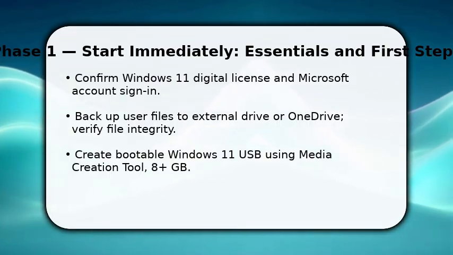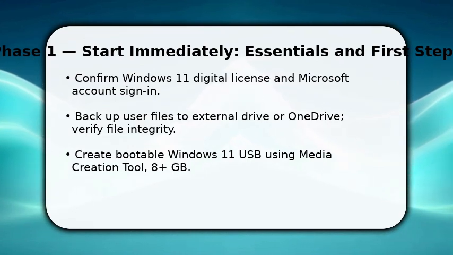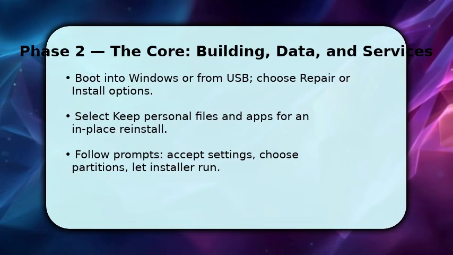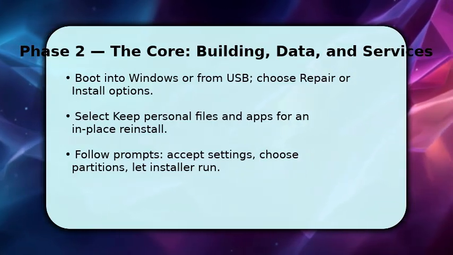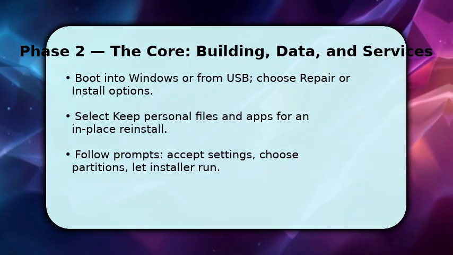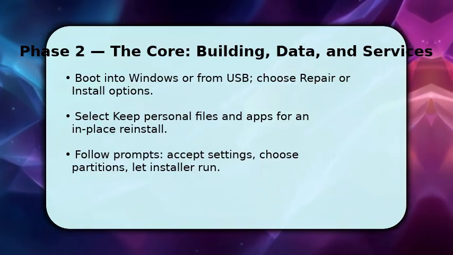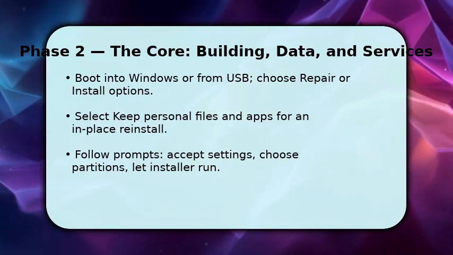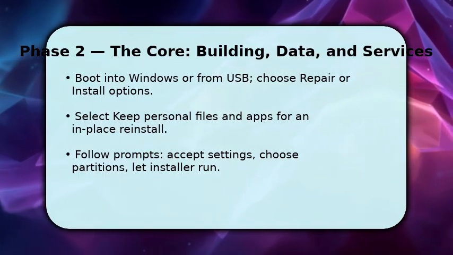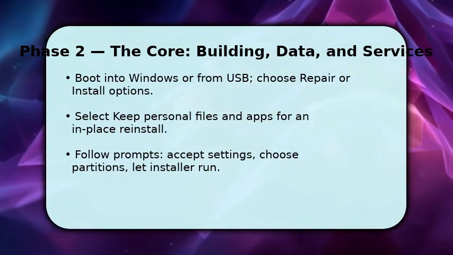Now reboot to the USB to begin the reinstall process. If you can boot Windows, mount the ISO and run setup.EXE to do an in-place reinstall. Otherwise, boot from the USB and choose Install, then repair if needed. Crucially, select Keep Personal Files and Apps when prompted. That's the only way to preserve data without manual restores.